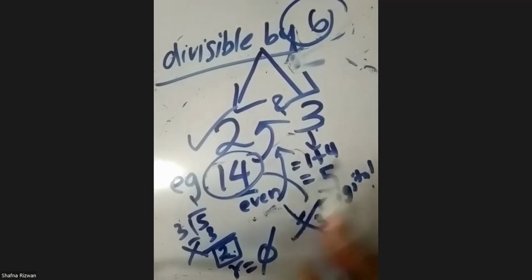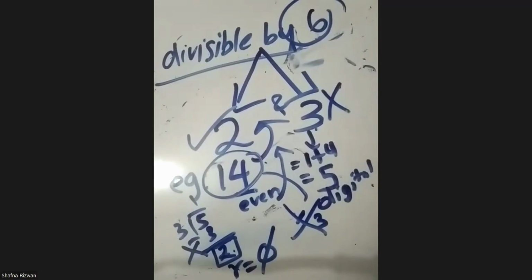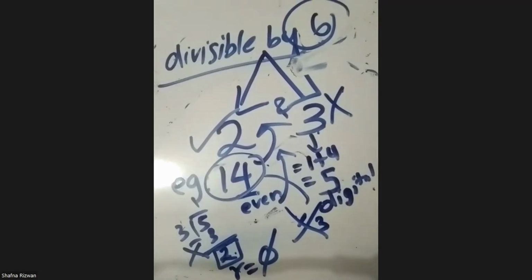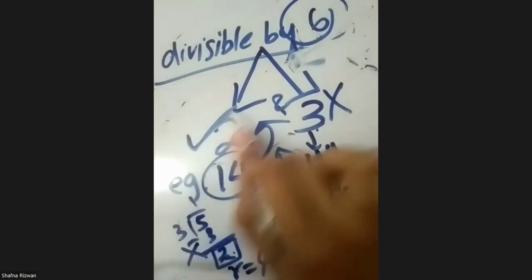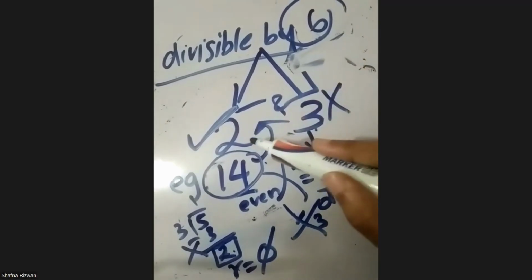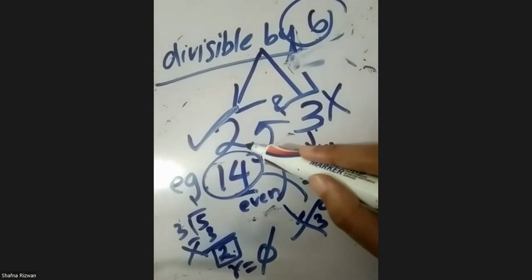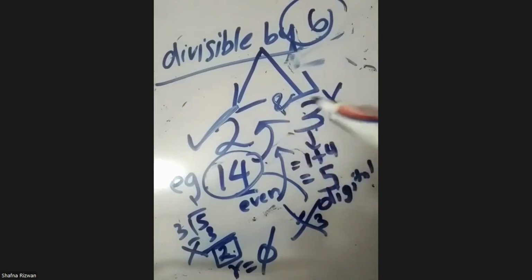So because of that reason, is this number 14 divisible by 3? No. So what can you all say? It is divisible by 2, but it is not divisible by 3. But what is the rule of divisibility by 6? That is, you should have a number divisible by both 2 and 3. Only one is divisible. 3 is not divisible.